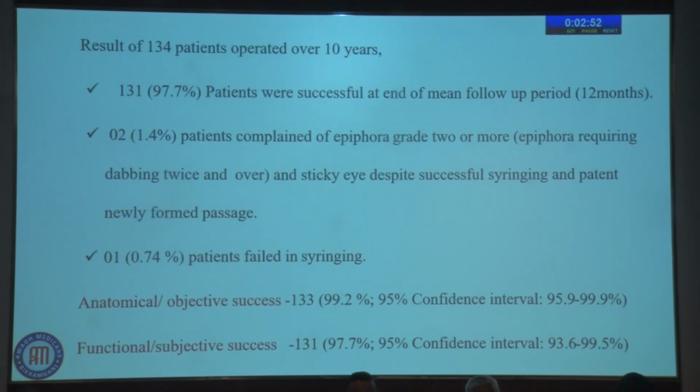Result of 134 over 10 years: 131 were successful at the end of the mean follow-up period, that is 12 months, and 2 complained of PP4 of grade 2 or more and a sticky eye despite successful syringing and patent newly found passage, or 1 failed in syringing. The anatomical success rate is 133, that is 99.2%, and the functional success rate is 97.7%, that is 131.